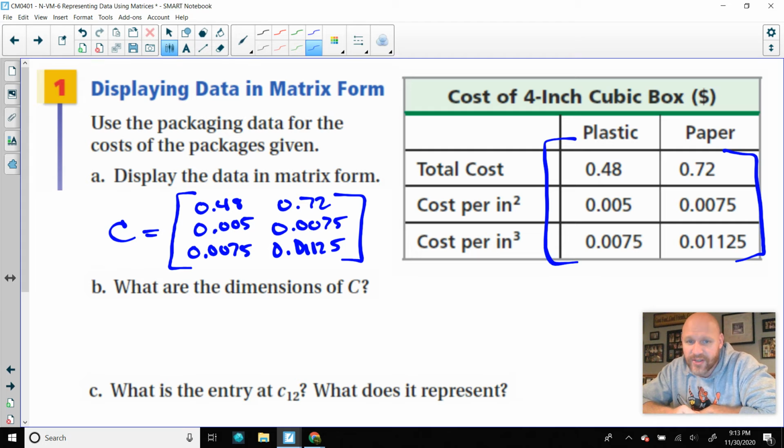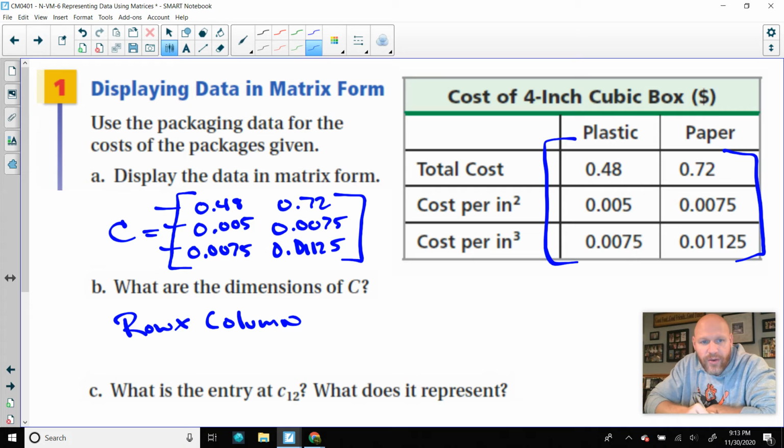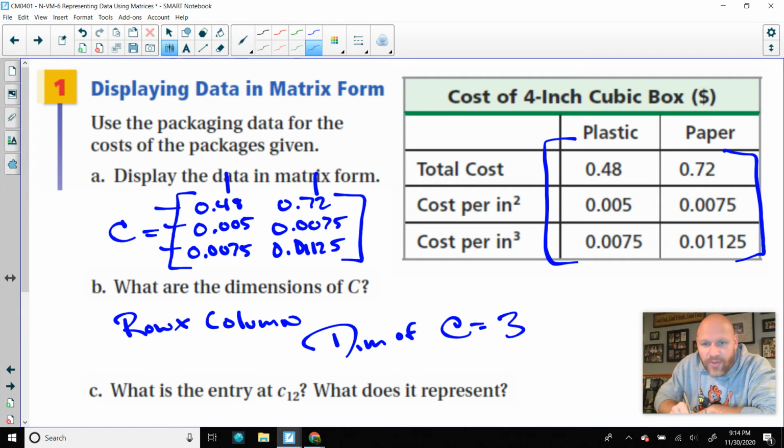They want to know what the dimensions of this matrix are. Remember, it always goes rows first, by columns next. So if I'm doing the dimensions, I have 1, 2, 3 rows, and I have 1, 2 columns. So the dimensions of matrix C are going to be a 3 by 2 matrix.